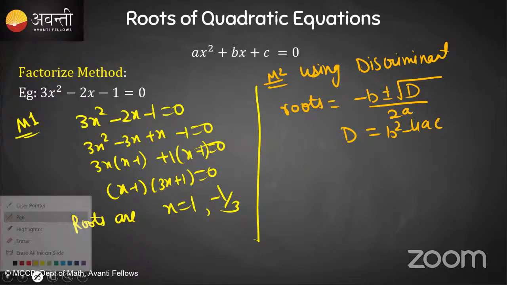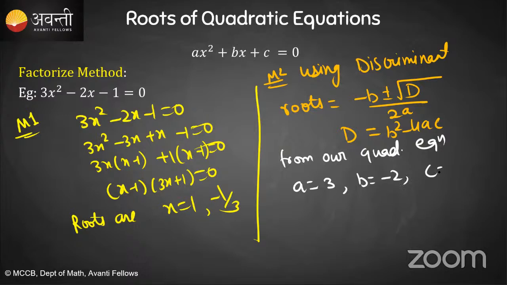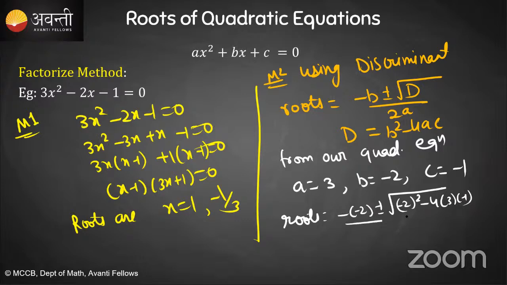So from our quadratic equation, a is how much? A is 3, b is how much? B is minus 2, c is how much? C is minus 1. So roots are minus b plus minus under root b square minus 4ac divided by 2a.